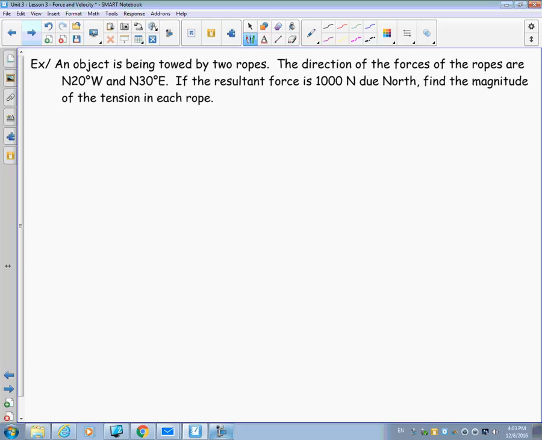We have an object being towed by two ropes. The directions of the forces of the ropes are north 20 west and north 30 east. So we got some sort of object. It's being towed by a rope. Here's our compass. We know one of the ropes is north 20. Sorry, north 20 goes the other way. North 20. And the other one is north 30. The resultant force is 1,000 newtons due north.